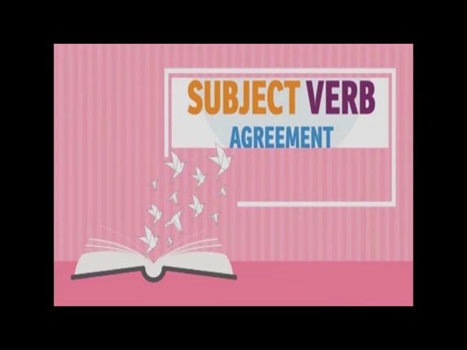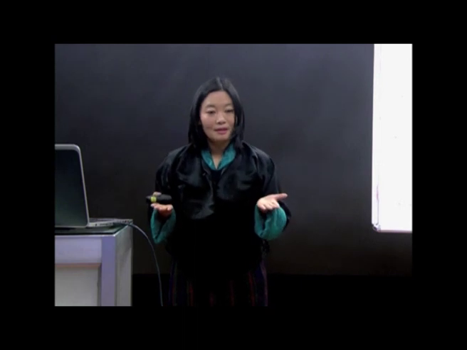Now, before we go to our lesson, let us quickly recollect what is verb and subject. What is verb now? Verb is an action word. It's an action word. Jump. Jump is an action word. Sleep. Sleep is an action word. So it is verb. Now, when it comes to subject, subject is what and who does the action.